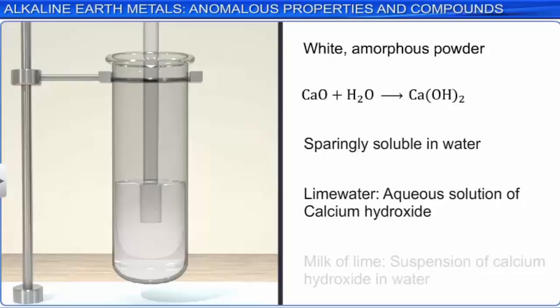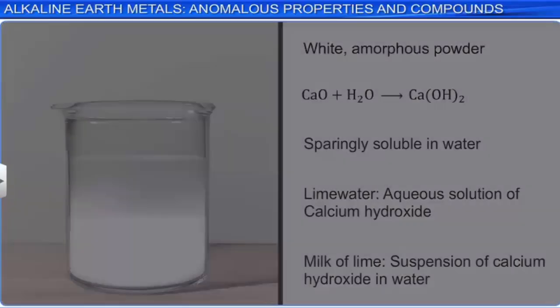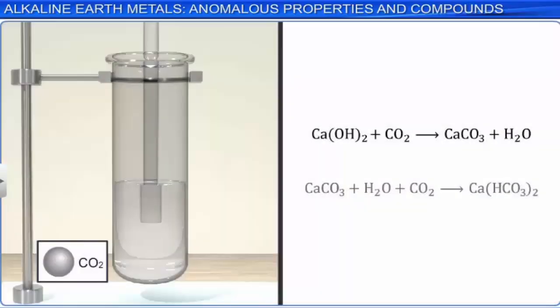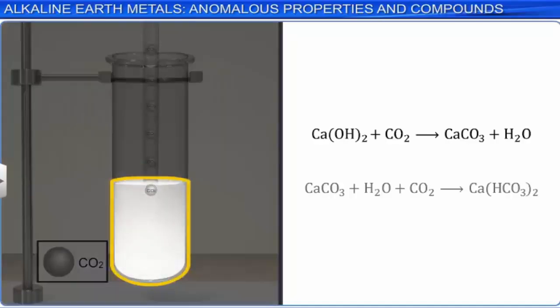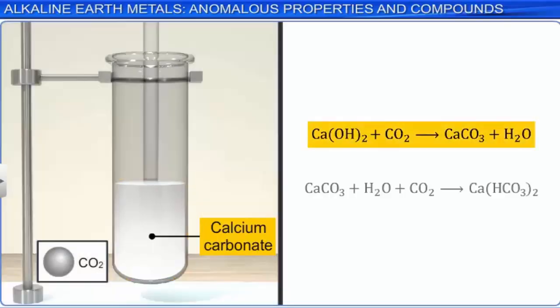Lime water provides a simple test for the presence of carbon dioxide. Lime water turns milky when carbon dioxide is passed into it. A precipitate of calcium carbonate forms in this reaction, as shown here. If more carbon dioxide is passed into the above solution, the precipitate dissolves and forms calcium hydrogen carbonate.